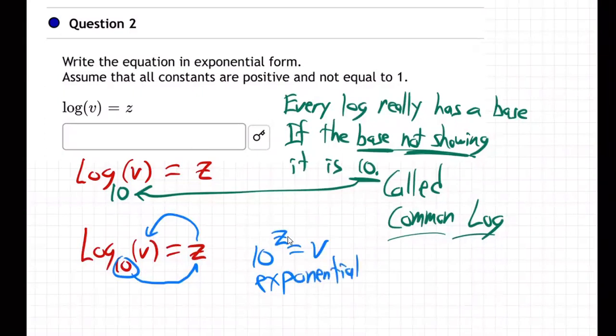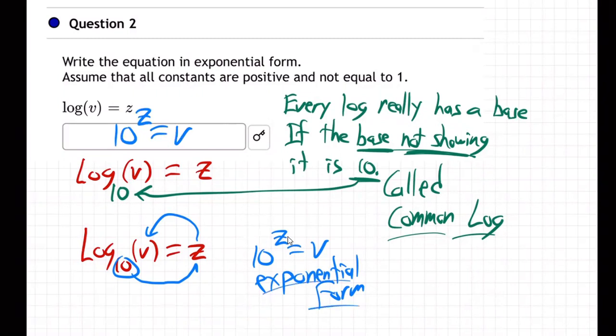Notice there's no log anymore. So whenever you do that little trick, you lose the log word. See how I lost the log word? There's no more log there. It's gone. And so that's the answer. They want 10 to the z equals v. We changed it to exponential form.